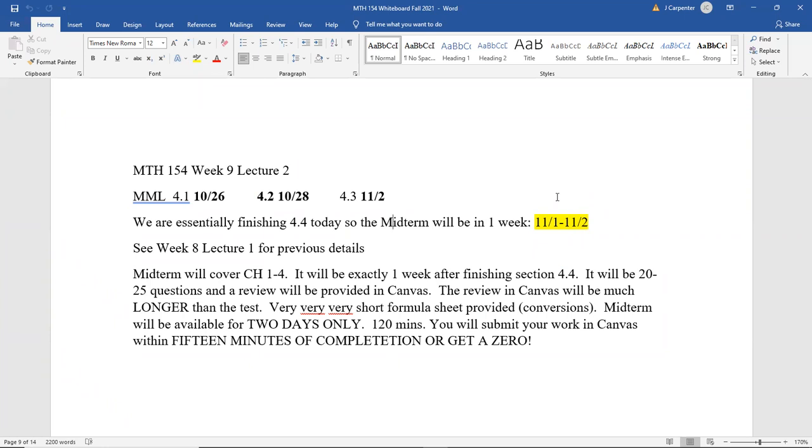4.1, 4.2, and 4.3 due dates you can all see. 4.1 and 4.2 having been previously discussed. 4.3 we've got for November 2nd.